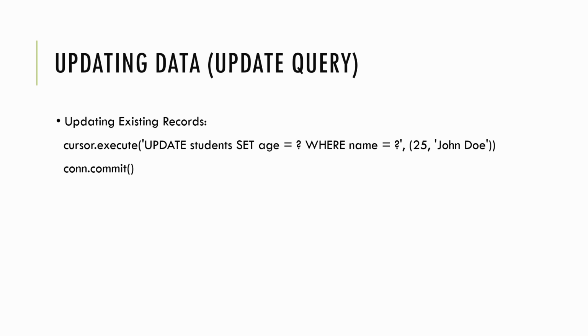To update data in the database, we use the update query. For example, if we want to update the age of a student, we use the set keyword followed by the new value. In this case, we are setting the age to 25 for a student named John Doe. As always, remember to commit the changes with con.commit.